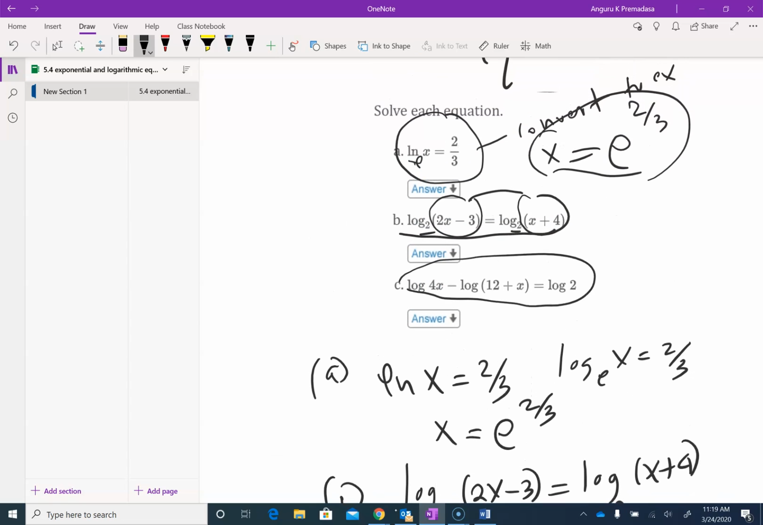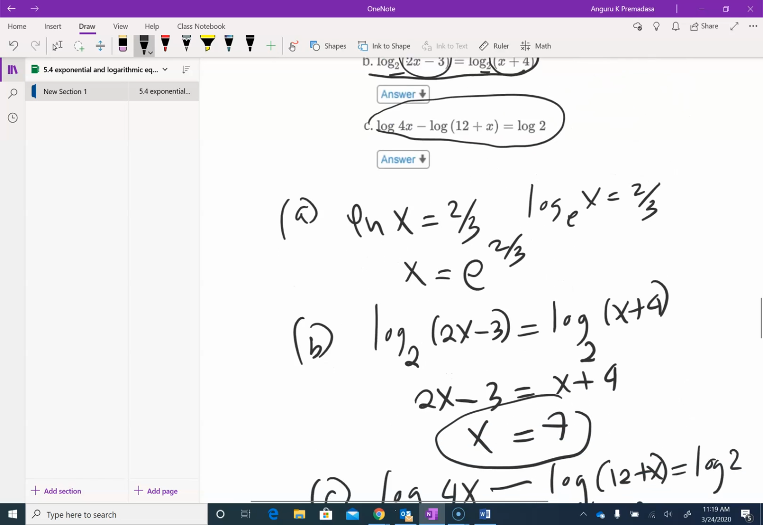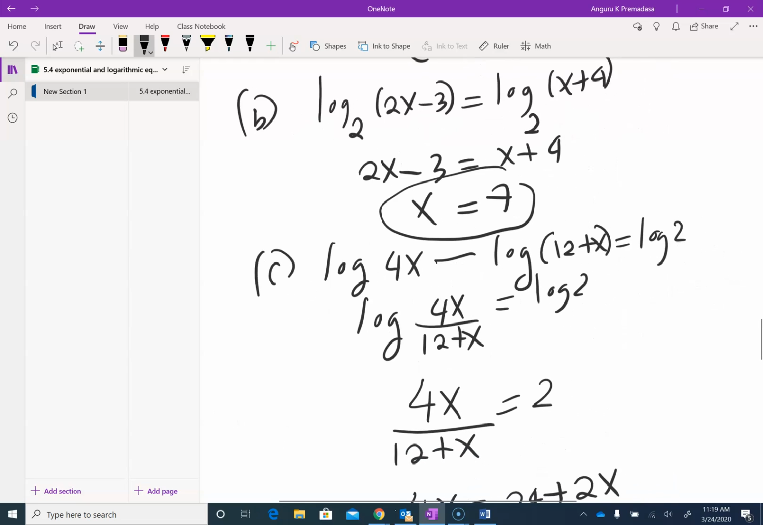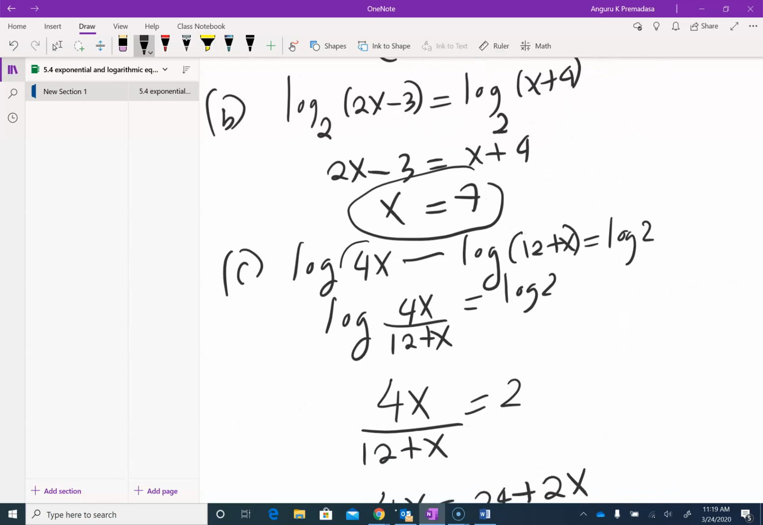So now you see log of 4x minus log of 12 plus x equals log of 2. When you have something like this, the first thing to do is collect the x and condense them into a single log. Because we have a difference here, by using the quotient rule, we can write it as log of 4x over 12 plus x equals log of 2.